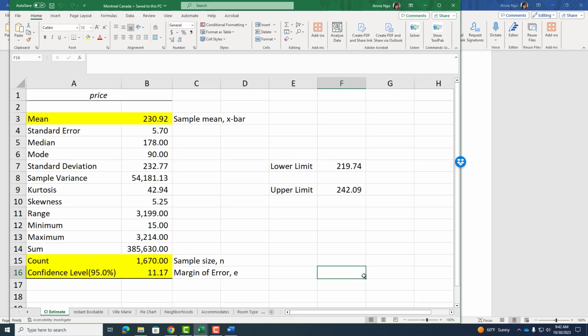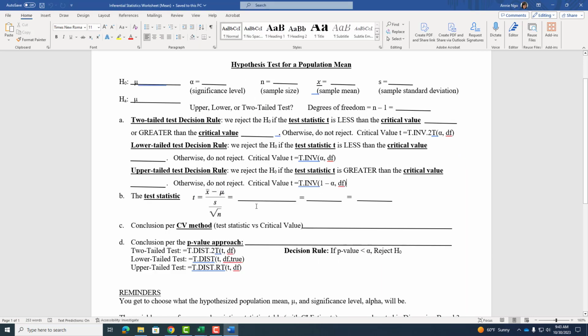So if I go back to our discussion board 3, you'll recall that I already ran a confidence interval estimate for price. There's my mean, there's my margin of error, I've got a sample size, and I had found my upper and lower limits for the confidence interval. With this data, I'm going to use the same information in order to test my hypothesis.